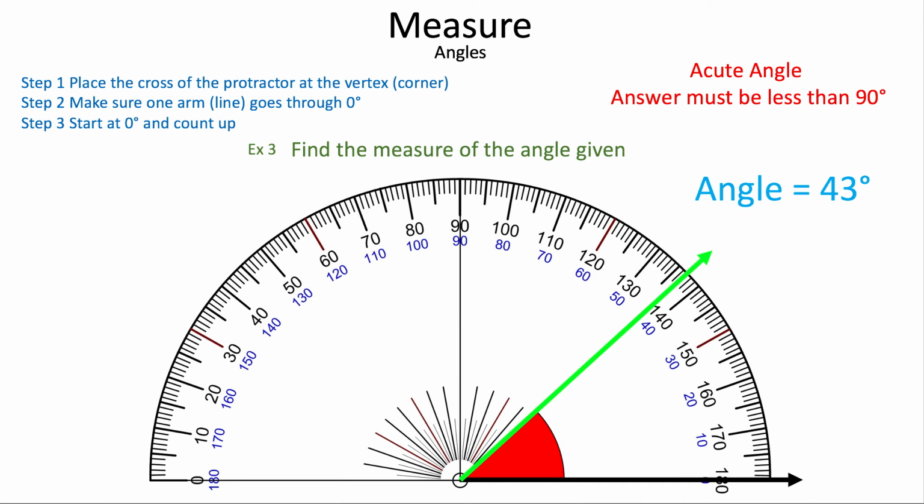So the answer to this question, what is the measure of this angle, is 43 degrees. And that is how you measure angles using a protractor.